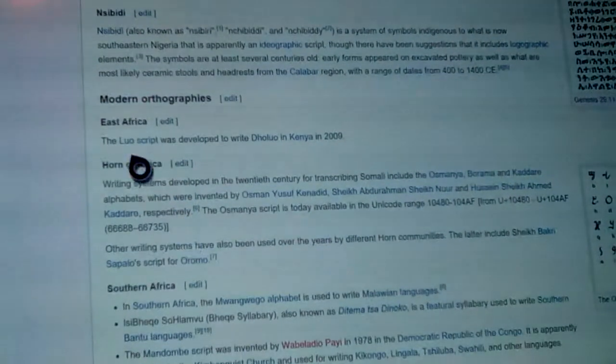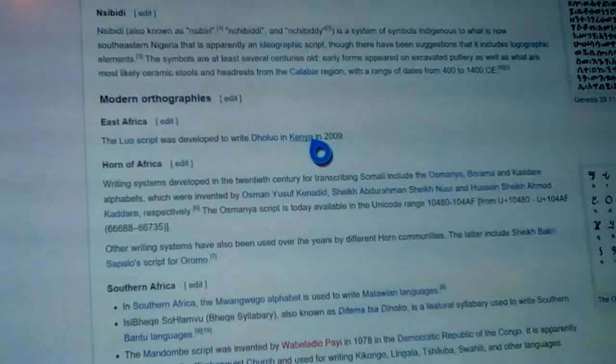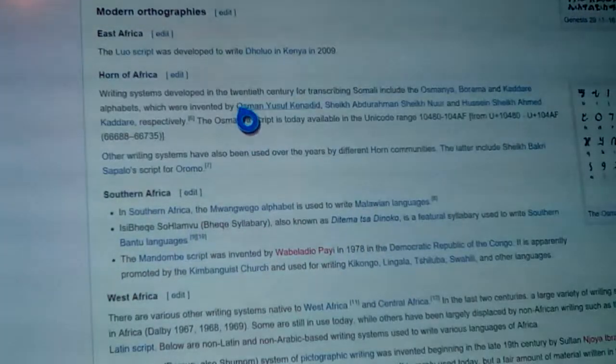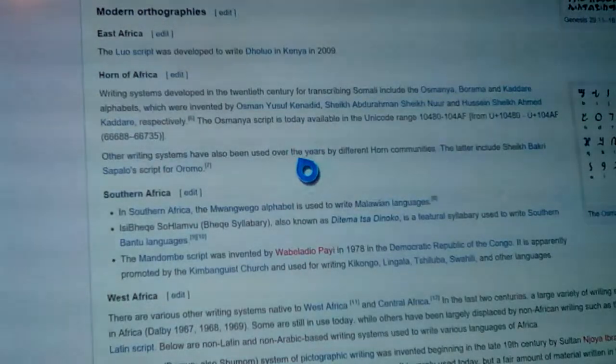East Africa has a Luo script, which was developed by Dualo in Kenya in 2009, and that's the script that they currently use. Before that, it was a broken dialect and not really a written language before then. The Horn of Africa developed these writing systems here of Unicode that they tell you about in Oromo.